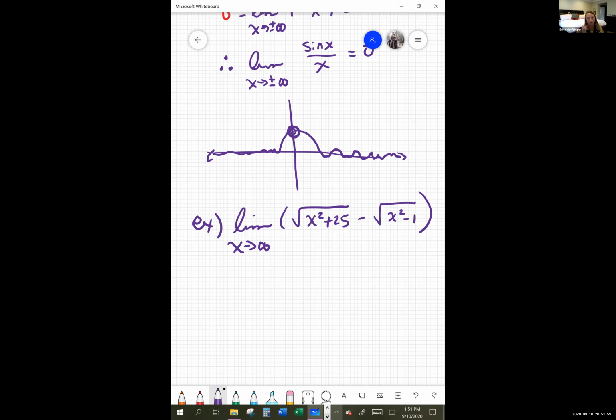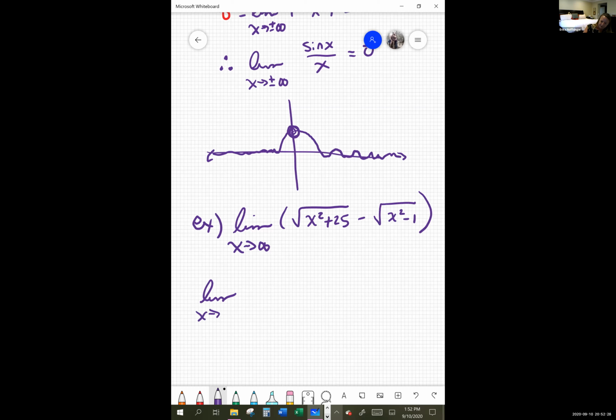If you have something where you get infinity minus infinity, or negative infinity minus infinity, or negative infinity plus infinity, those things don't make sense. That's an indeterminate form, and so we have to manipulate this. The way to manipulate this one when you have radicals is to multiply by that fancy one, and that fancy one is going to be the conjugate of what this radical is. And so we'll look at the limit then.